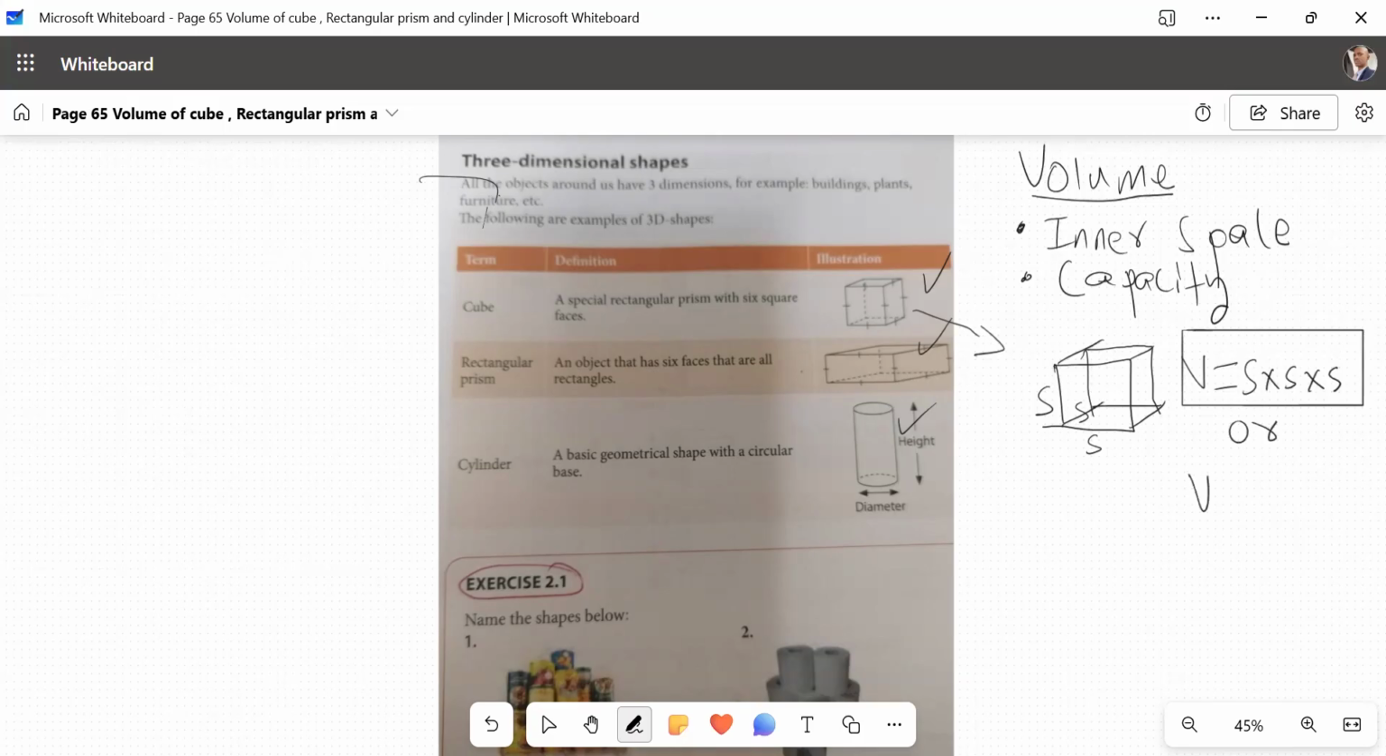Or you can say V is equal to S times S times S, which is going to be S to the power 3. Why do I have 3 there? Because multiplying the powers of the same base will always add exponents.